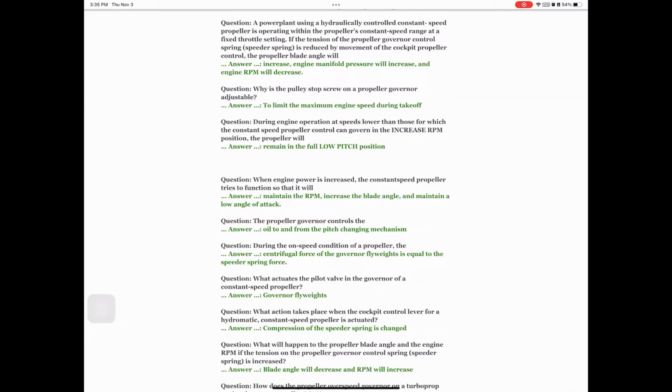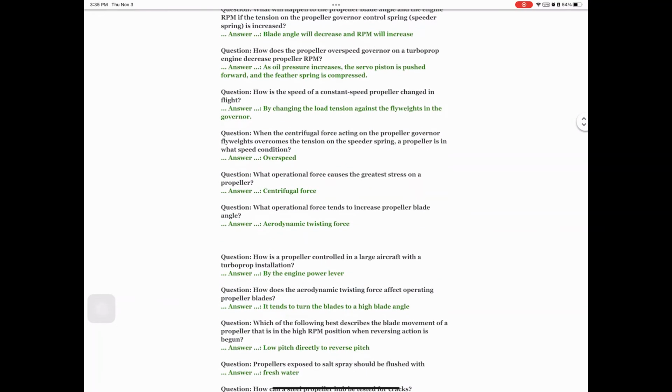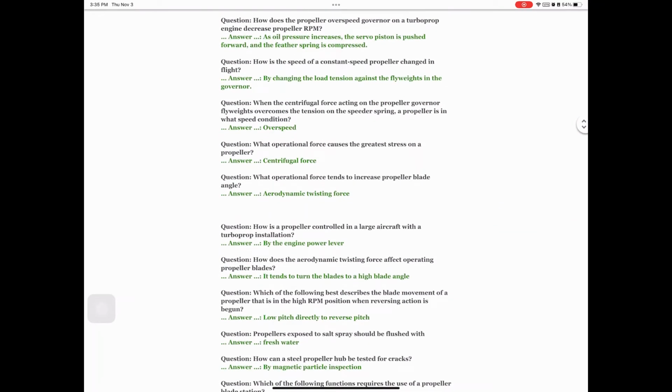Question. What will happen to the propeller blade angle and the engine RPM if the tension on the propeller governor control spring, speeder spring, is increased? Answer. Blade angle will decrease and RPM will increase. Question. How does the propeller overspeed governor on a turboprop engine decrease propeller RPM? Answer. As oil pressure increases, the servo piston is pushed forward, and the feather spring is compressed.